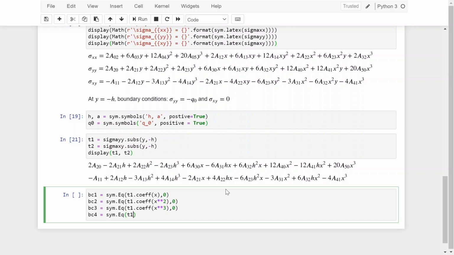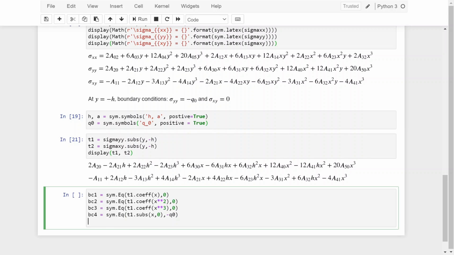And the final one, the fourth part of my first boundary condition, will be where I substitute x as 0, because you note that in this first expression, if I substitute x equal to 0, all that will be left is just the constant terms, and I do want those constant terms to be equal to minus of Q naught. That's it. So these are the four parts of my first boundary condition, and I can actually display them also.